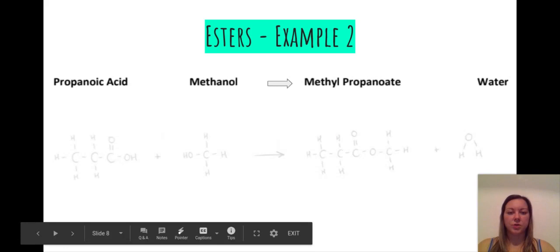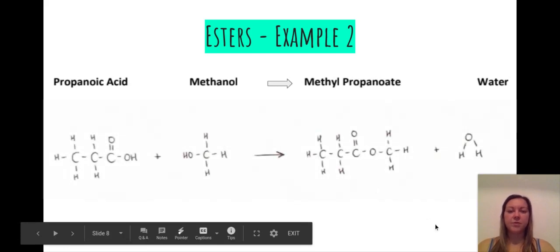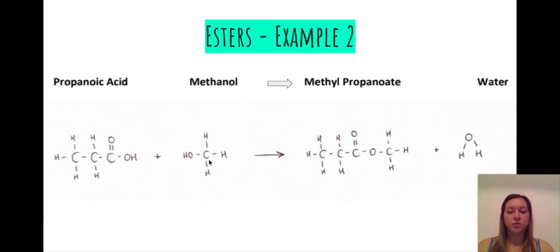So let me just show you what this looks like then. We have our propanoic acid, so 3 carbons and the carboxyl functional group. Easy peasy, we know how to draw carboxylic acids. Again, with the alcohol as well, we have methanol, so 1 carbon and our hydroxyl functional group here.